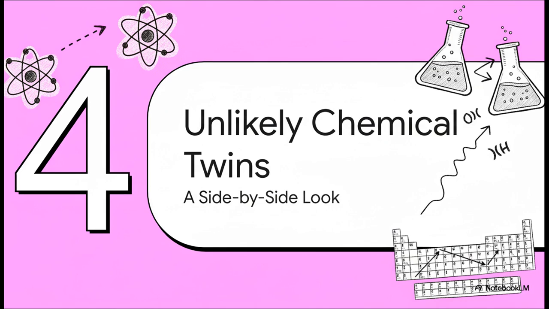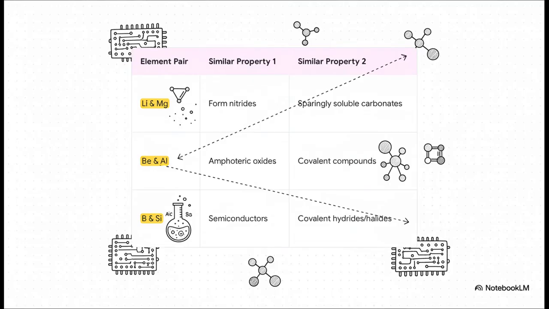Okay, so that's the theory, that's the science behind it. But does it actually hold up in the real world? In the lab? Let's take a look at the evidence and see just how deep this resemblance between these unlikely chemical twins really goes. And this is where it gets really cool. Look at lithium and magnesium. Most of lithium's family, the alkali metals, won't touch nitrogen. But lithium, it forms a nitride, no problem, just like magnesium does.